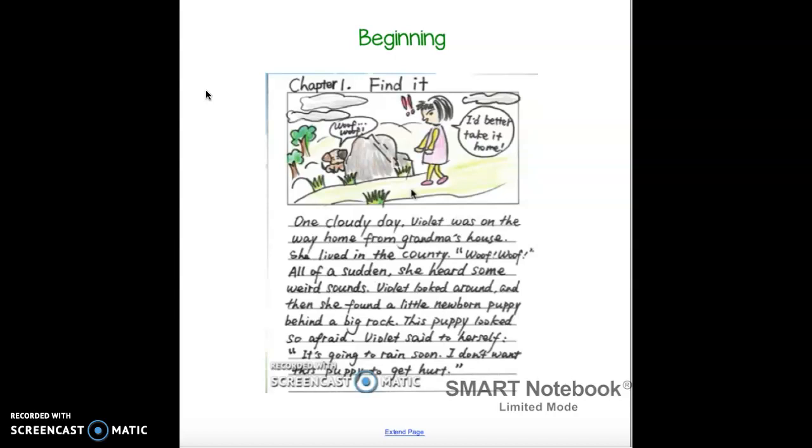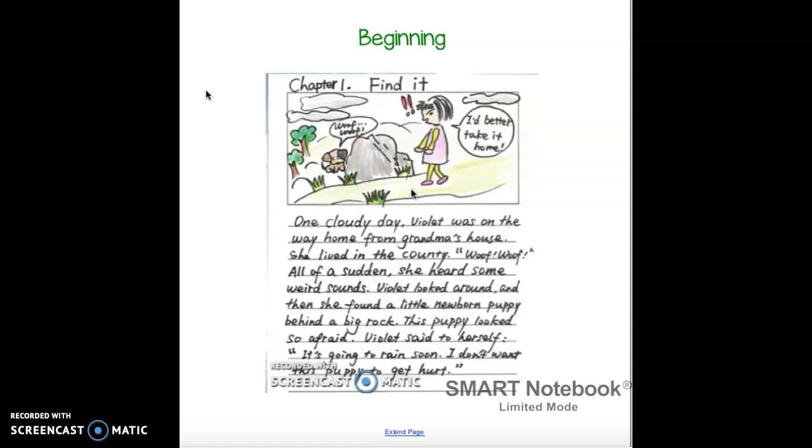Okay, so one cloudy day, Violet was on the way home from Grandma's house. She lived in the country. Woof, woof! All of a sudden, she heard some weird sounds. Violet looked around, and then she found a little newborn puppy behind a big rock. This puppy looked so afraid. Violet said to herself, it's going to rain soon. I don't want this puppy to get wet.